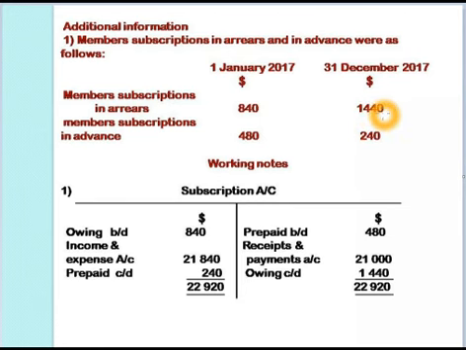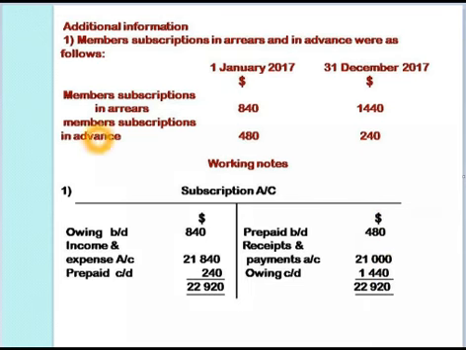If you see here, it is 1,440. Again, these are arrears which are on 31st December 2017. That means this is still due for the year 2017 and it belongs to this period. So we are going to credit it here. Owing carried down 1,440, which is on the credit side of subscription account.